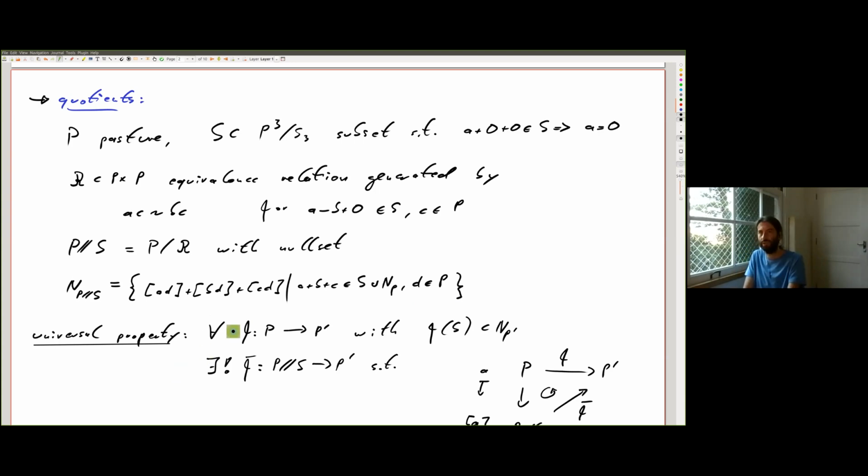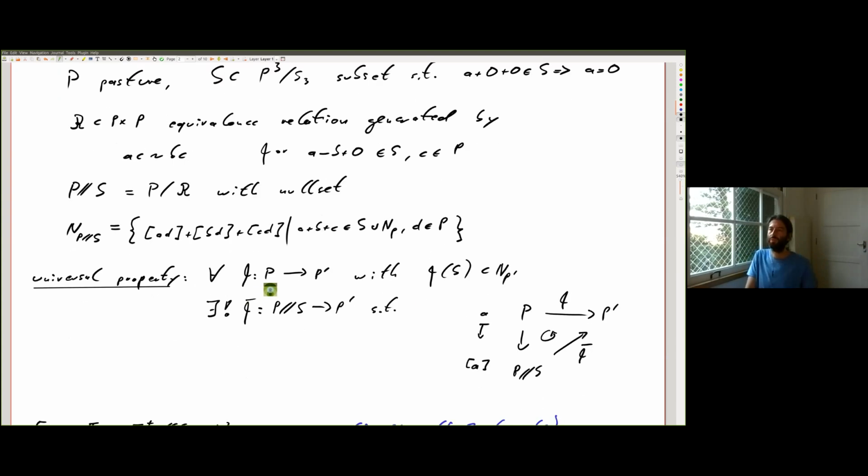So more precisely, it satisfies that whenever we have a morphism F from P to another pasture P prime that maps the set S of new relations to the null set of P prime, then this morphism descends to a unique morphism from P double slash S to P prime, such that the diagram here on the right hand side commutes. So F is equal to mapping from P to the quotient by mapping an element A to the class of A, and afterwards applying F bar.